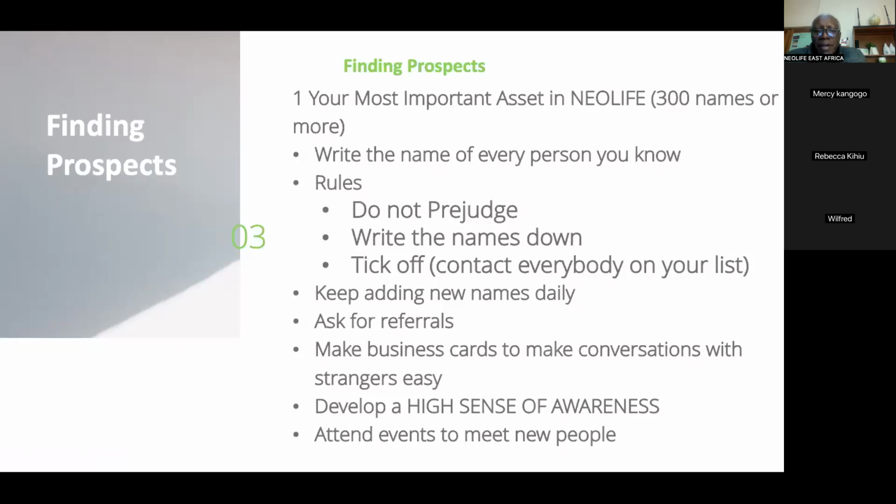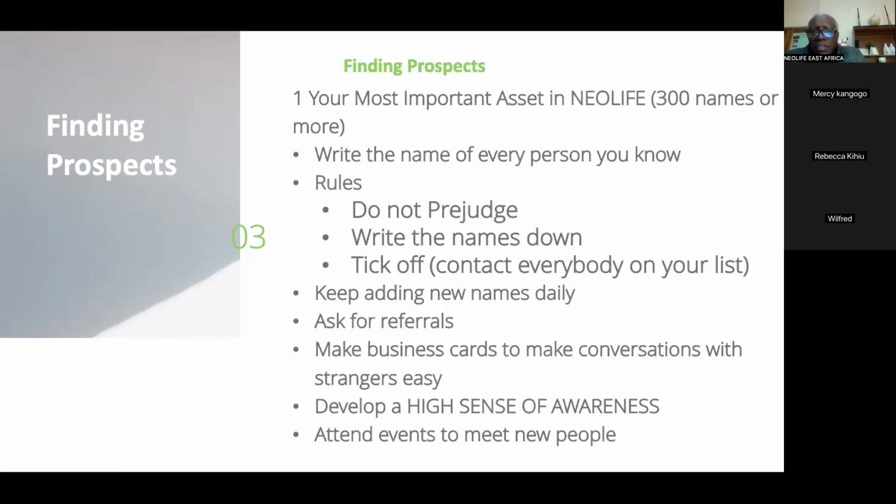Let them give you referrals of the people they think may be interested in the business. I would also suggest make business cards to make it convenient and easy to speak to strangers. Speaking to strangers and asking for a phone number is not an easy thing to do. It may actually appear quite awkward.